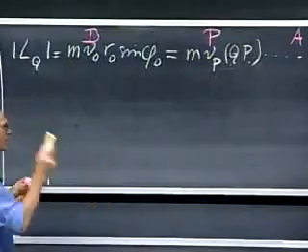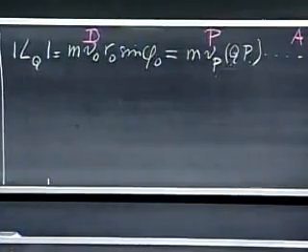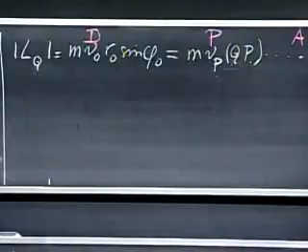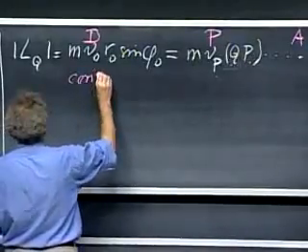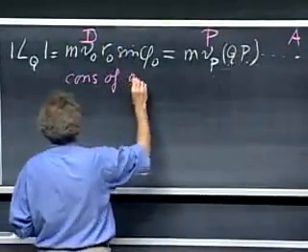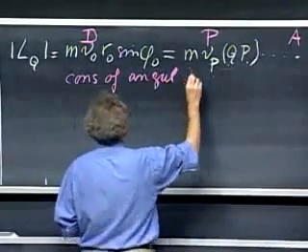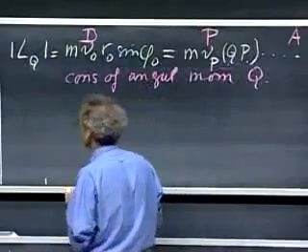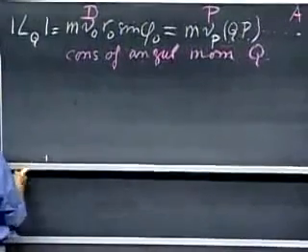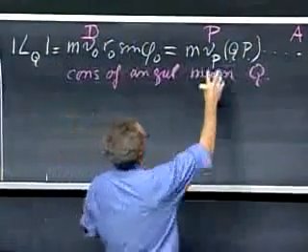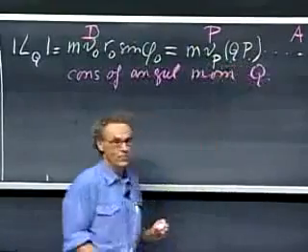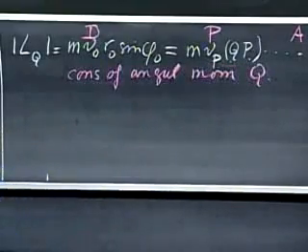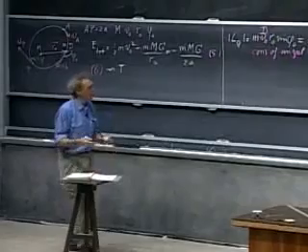Nature is very kind. Nature is going to give me that last part for free. This, by the way, is the conservation of angular momentum about that point Q where the mass is located. I have here one equation with two unknowns, v of p and qp, so I can't solve. So I need another equation. Well, of course, there is another one.